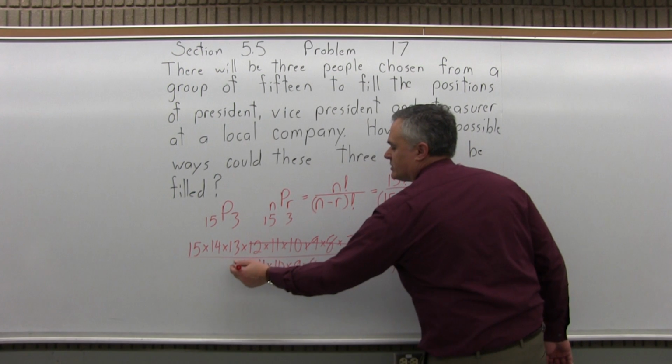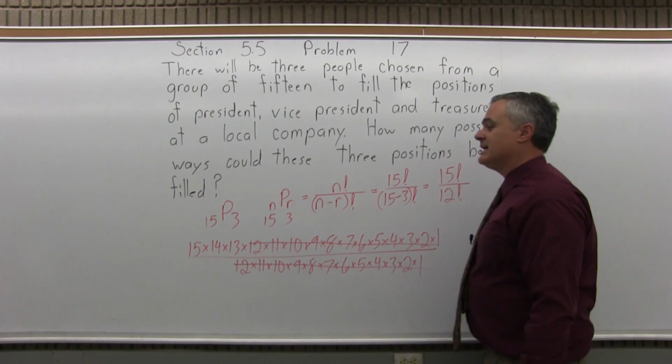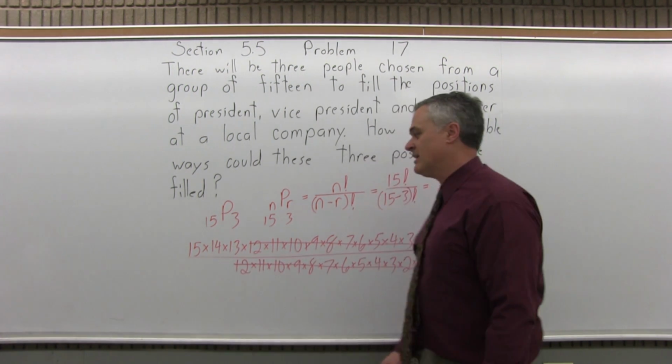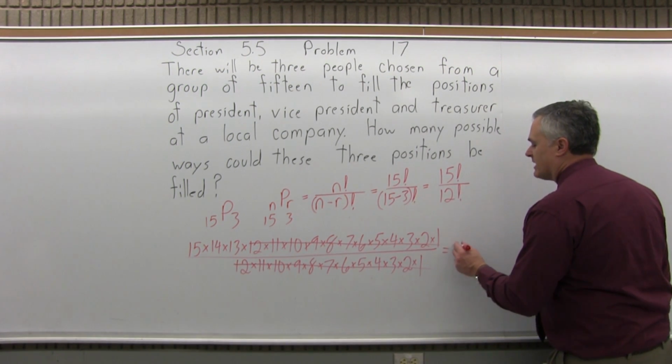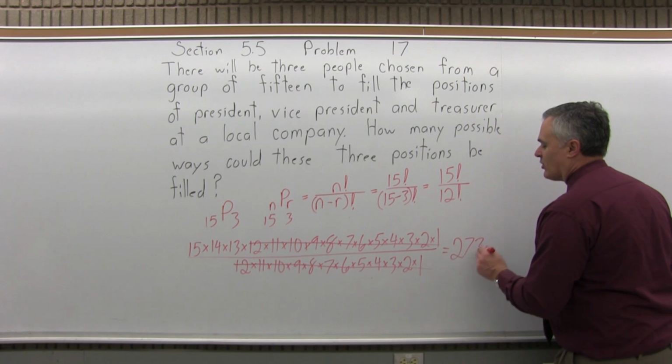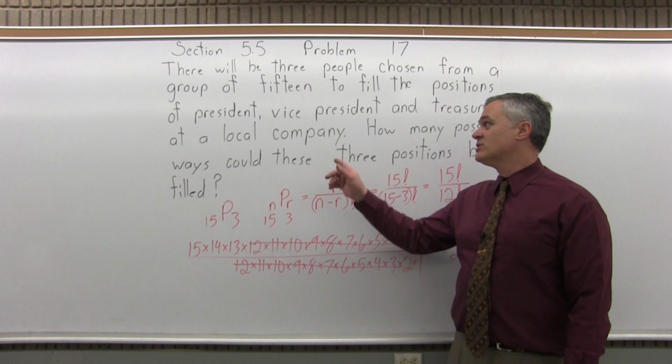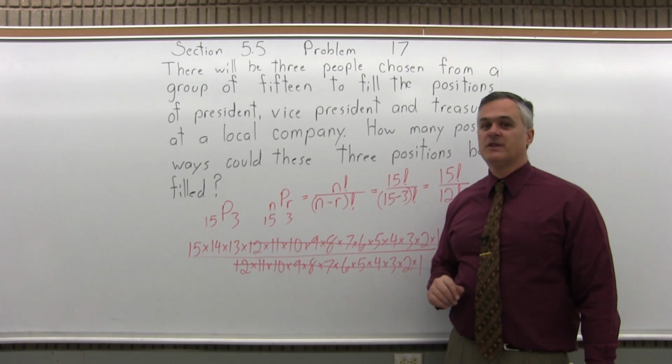12 down to 1 show up in the top and the bottom, so I can cancel. And really all I have to do is 15 times 14 times 13. And if I multiply that out, it comes out to 2,730. So that's the answer. That's how many different ways you could choose 3 people from a group of 15.